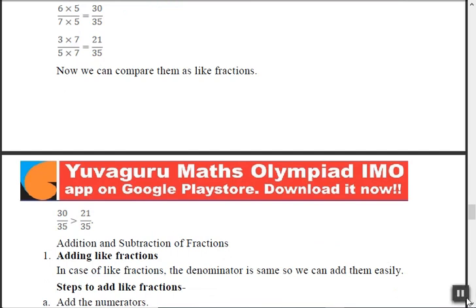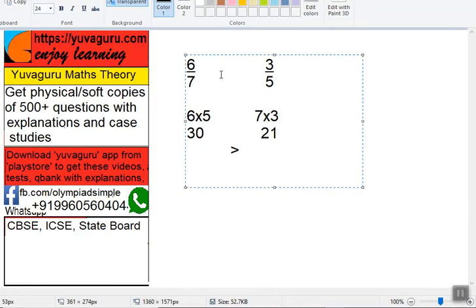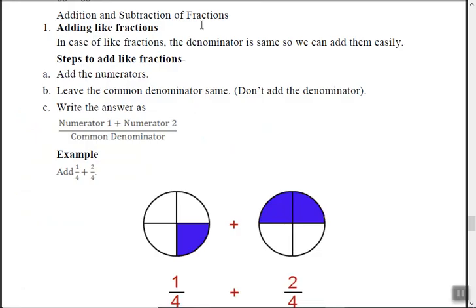It means here, see this. 6 upon 7, 3 by 5. So cross multiply. 6 5s are 30, 7 3s are 21. Which is bigger? 30. So 6 upon 7 is bigger. Simple. Okay. Now addition and subtraction of fractions.